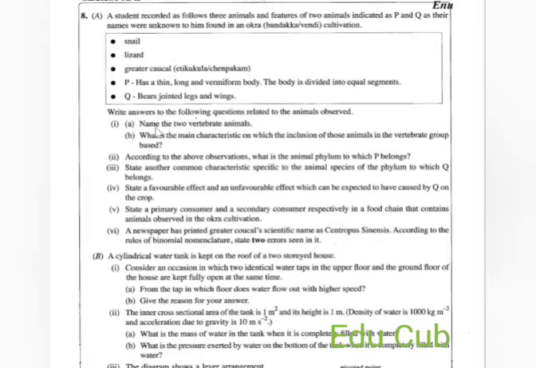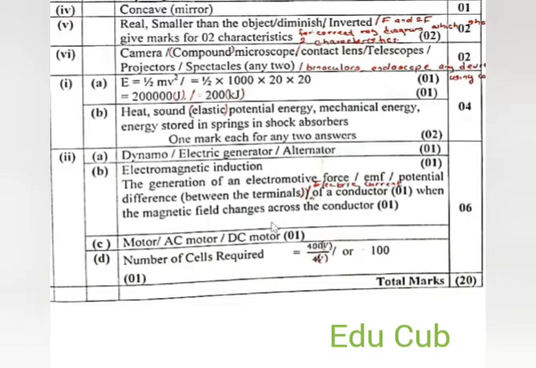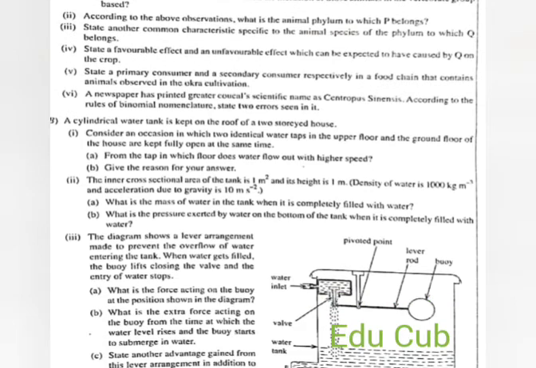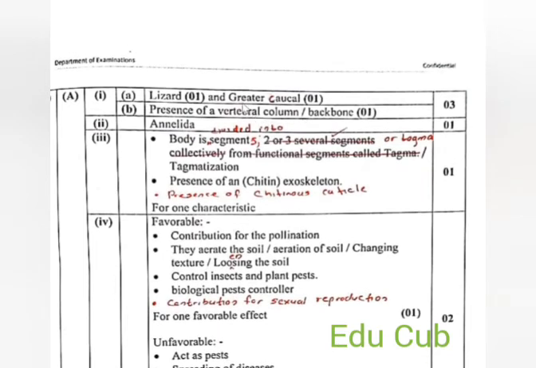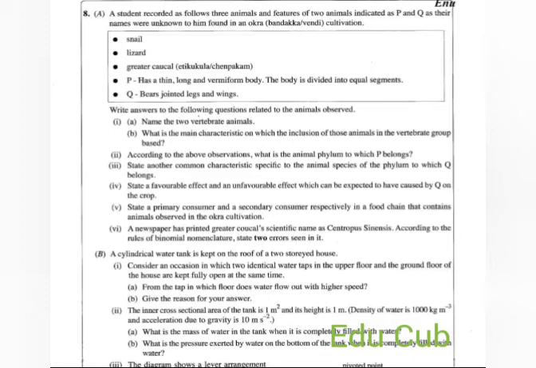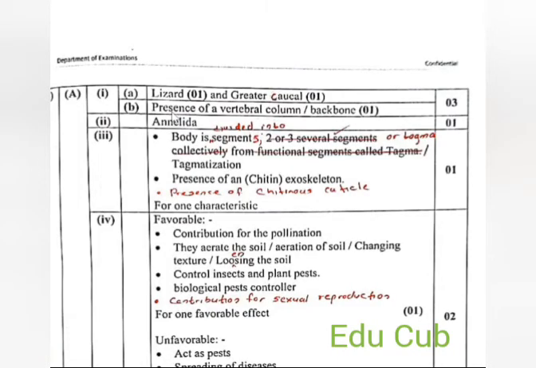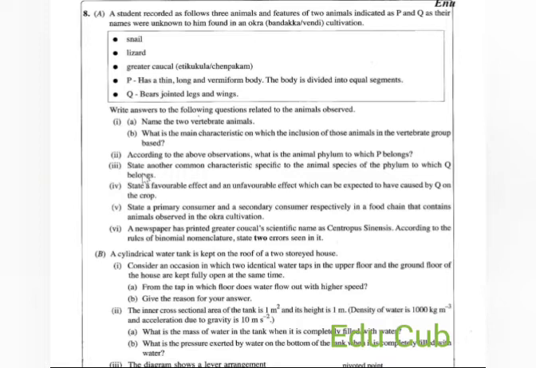Question A, part A. Name two vertebrate animals. Part B, what is the main characteristic on which the inclusion of those animals in the vertebrate group is based? Let's see the answers. Vertebrate animals are lizard and greater coucal. Okay, part B. The answer is the presence of a vertebral column or a backbone.